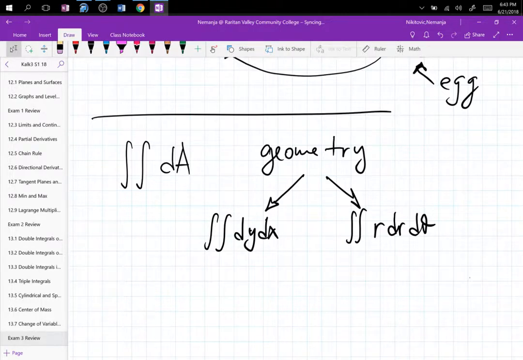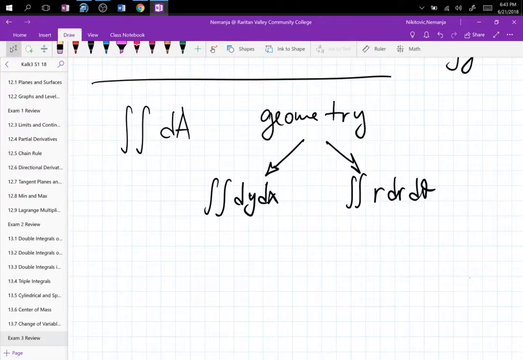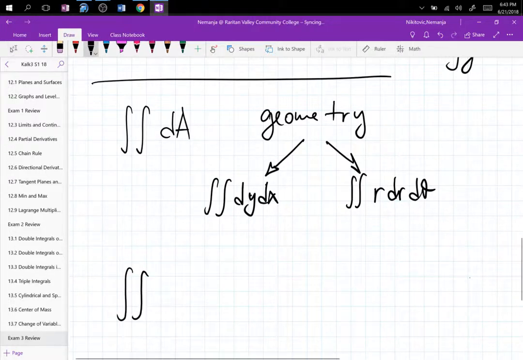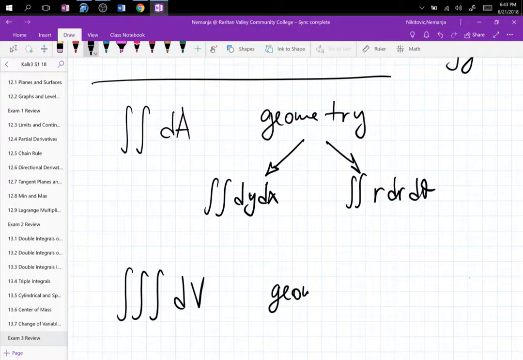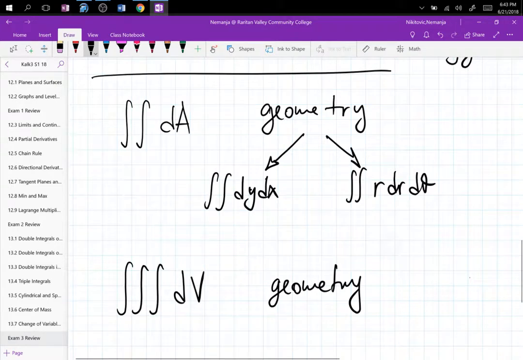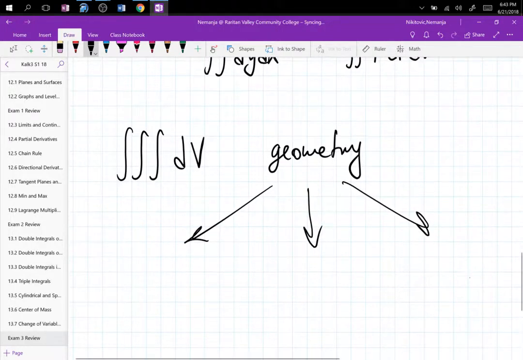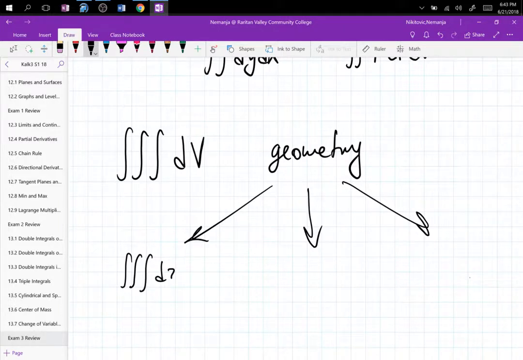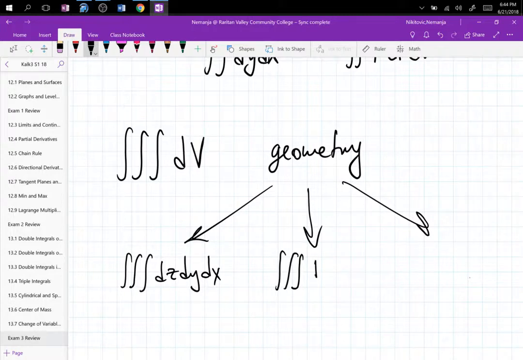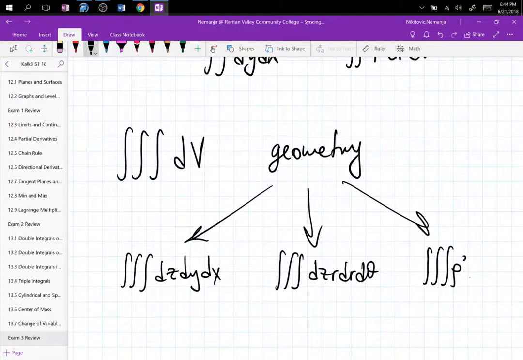Now, this was the double integral. This was 13.3. Once you move into the triple integration range, you will have the triple integral dV. Again, the geometry of the problem will split this integral into 3 different categories. You have the triple integral dz, dy, dx, which we call rectangular integrals. Then you have the cylindrical integral, which is the triple integral that has dz, r, dr, d theta. And finally, the spherical integral, which has that very long string of rho squared sine phi, d rho, d phi, d theta.